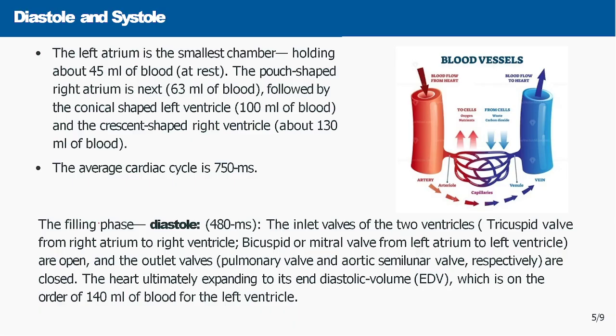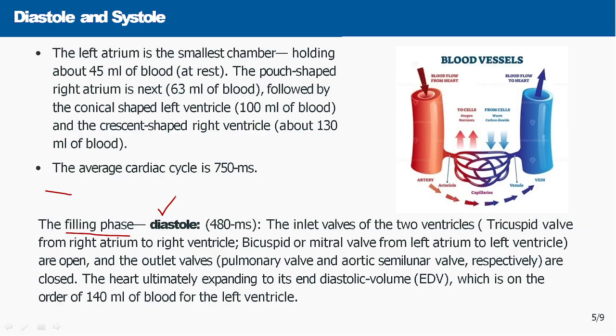Actually, every cardiac cycle takes around 750 milliseconds. This 750 milliseconds is divided into two phases. One phase is your filling phase, or diastole. This diastole process takes at least 480 milliseconds.